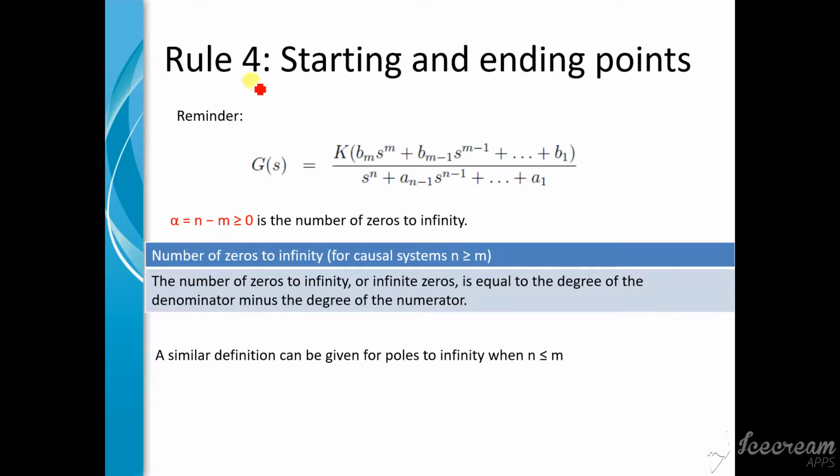Rule number 4, the starting and ending points. All the time, in G(s), the degree of the numerator should be less than the denominator. The first. Second, the number of the zeros to infinity or infinity zeros is equal to the degree of the denominator minus the degree of the numerator.